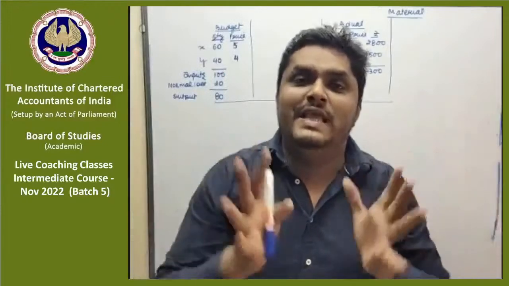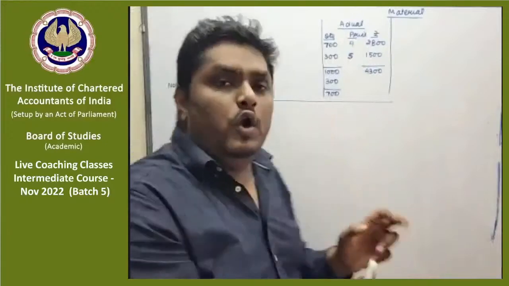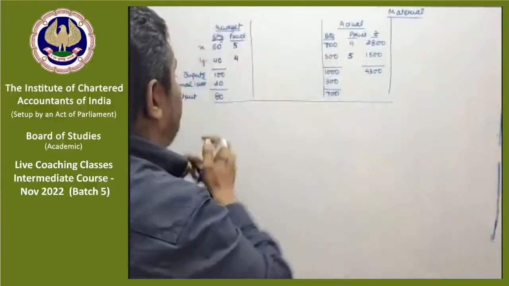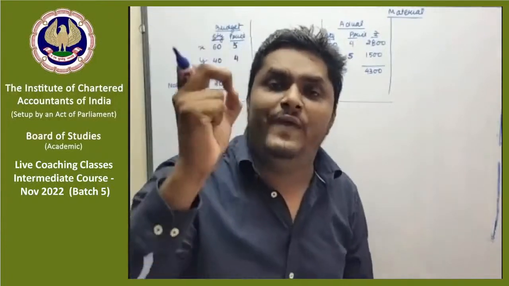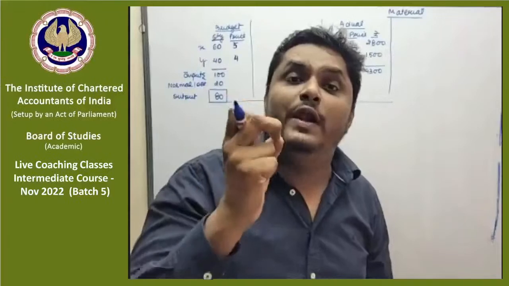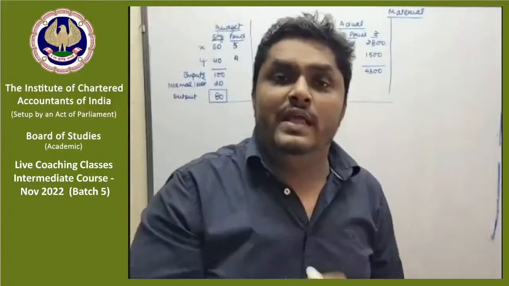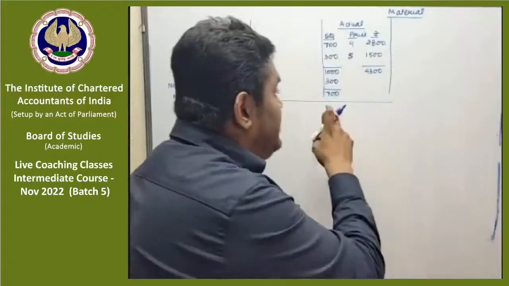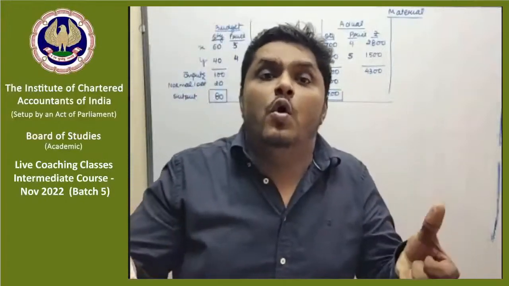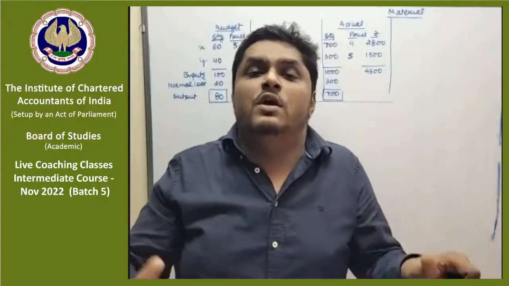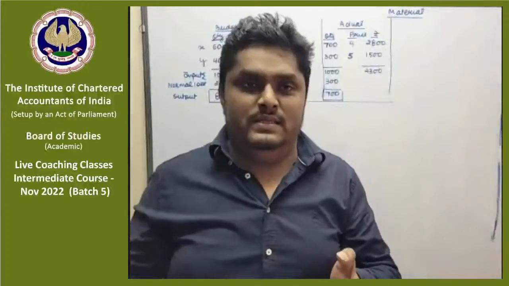Now apply the same principle here. Ki bhai, herein is the output the same or not? No. Herein this data is for how much output? Very simple. This data, 60 units of X, 40 units of Y, is for 80 units of output. But herein 700 of X, 300 of Y is for how much output? 700 units of output. So are these outputs the same? No. So can we compare these two figures? No. We have to make them comparable and then we will calculate the variances.